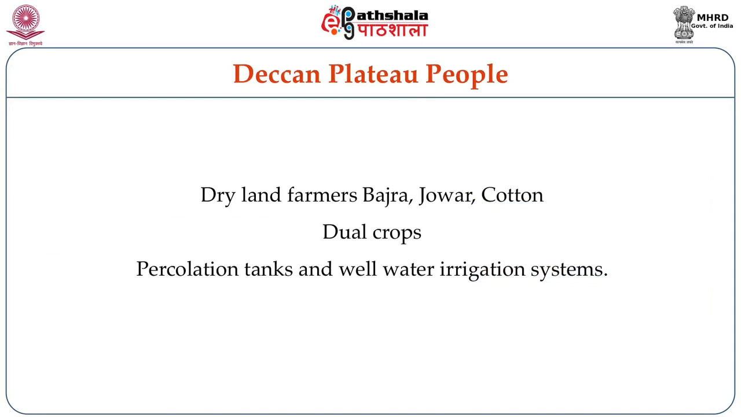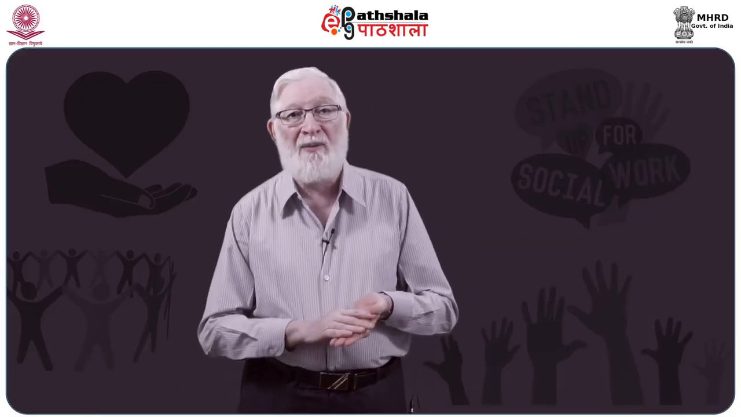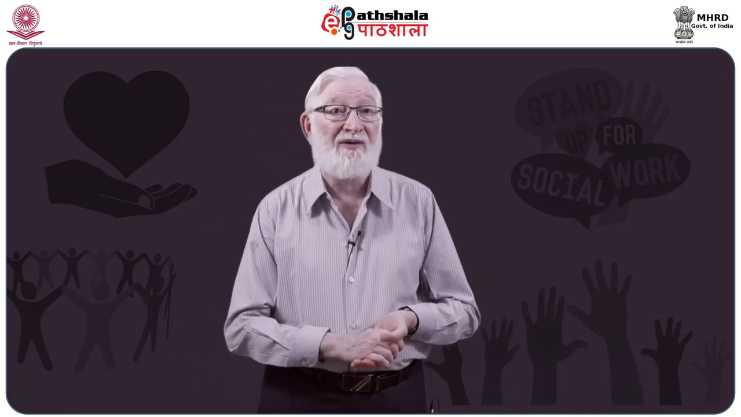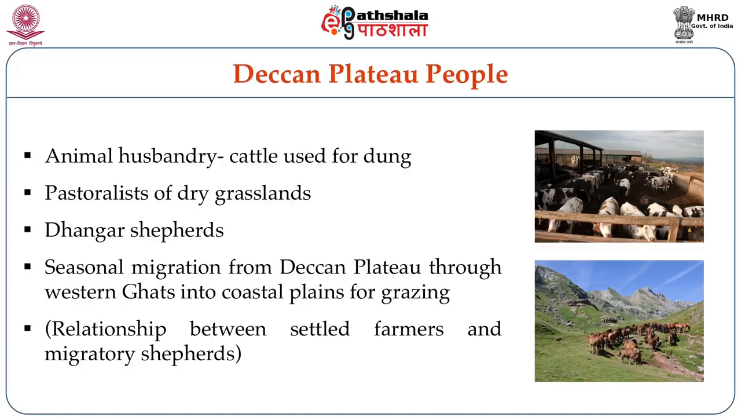The Deccan Plateau people are primarily Bajra and Jowar farmers. And they have a dual cropping system, which also means that if one crop fails in the year, the other crop actually supports them. These are people who have traditionally made percolation tanks. And these percolation tanks are also connected to a system of irrigation systems. So these complex water management systems are not new to India. It's something that is very, very old. They also have cattle husbandry.